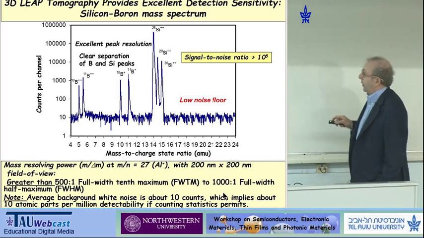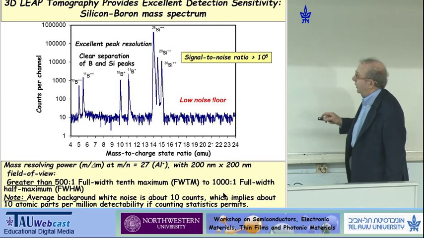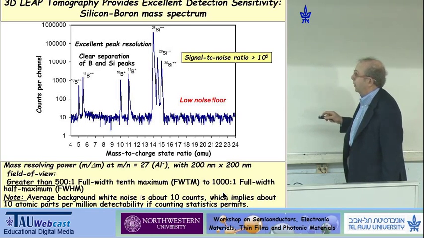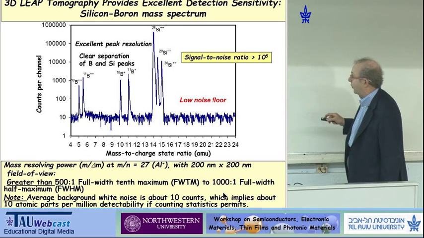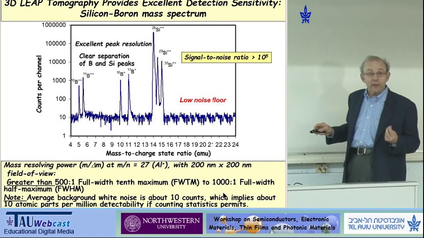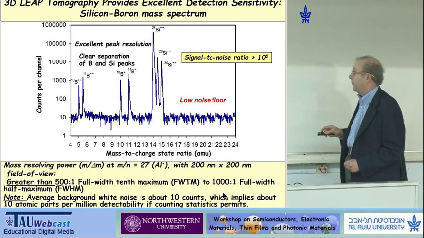Okay, I think those are the main points about this mass spectrum. And if you look at the mass resolving power, M over delta M, say for aluminum, which is 27 in the singly charged state, then the full width at tenth maximum is 500, and the full width at half maximum is about 1,000. So you can get very sharp peaks.